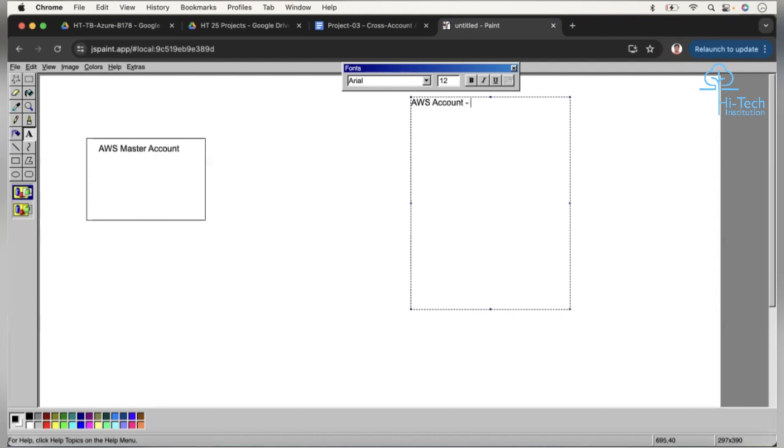I'm going to have AWS account 1, AWS account 2, 3, 4, like I have n number of AWS accounts.